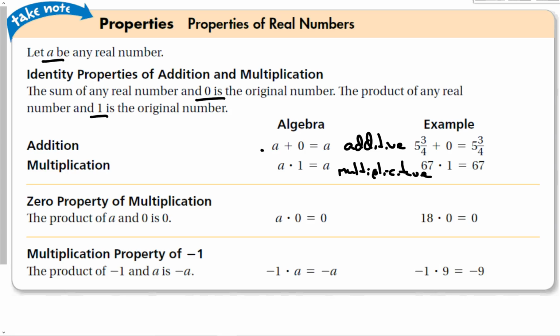Next one says the 0 property of multiplication. This is an important one as well because when we multiply 0 by anything, it is always going to be 0, no matter what it is.